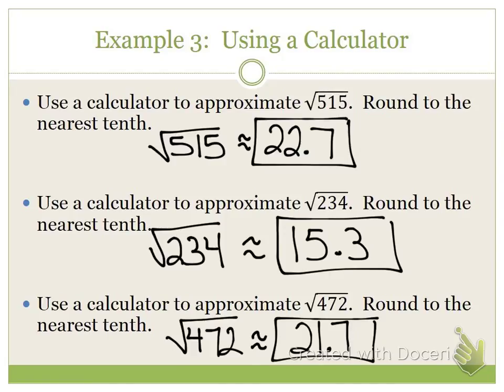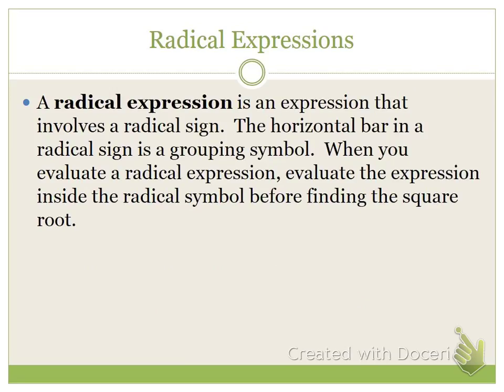You have a section where it says to the nearest whole number, and then you have a section where it says to the nearest tenth. So that's how you would do it.